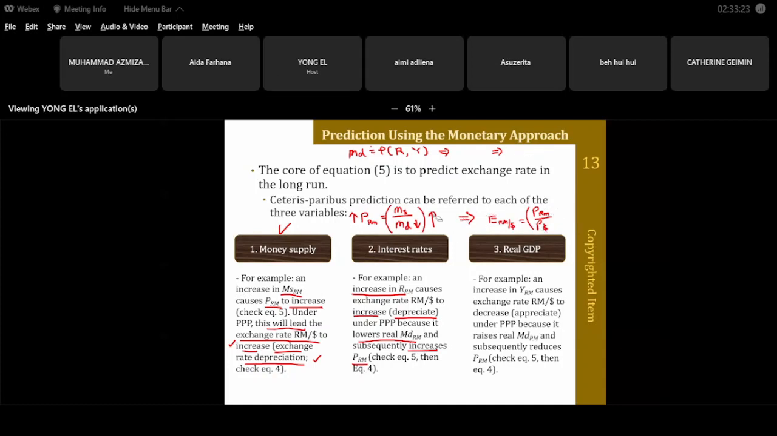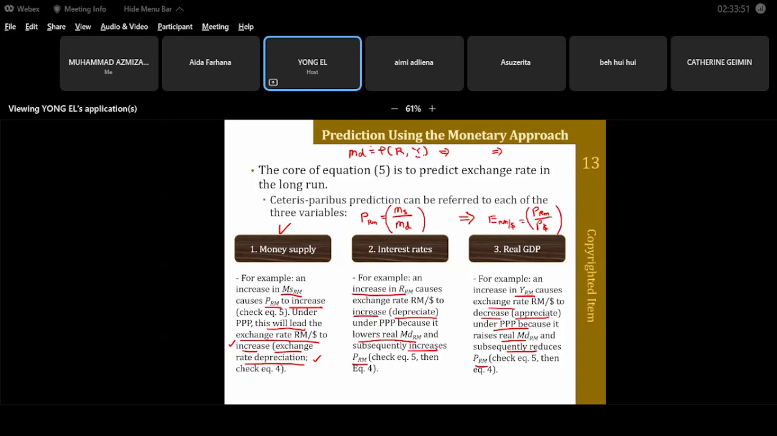Last case. The increase in real GDP or real income. An increase in Y, real GDP or real income, can cause the exchange rate to decrease, or appreciate, under PPP because it raises real money demand and subsequently reduces the price. Let's see how this happens.